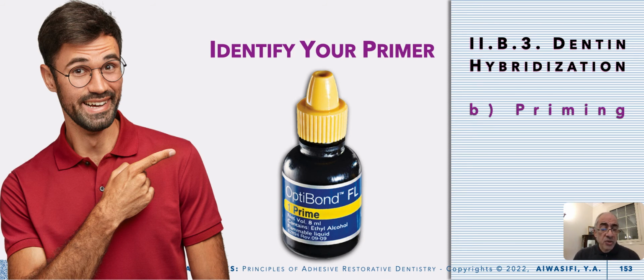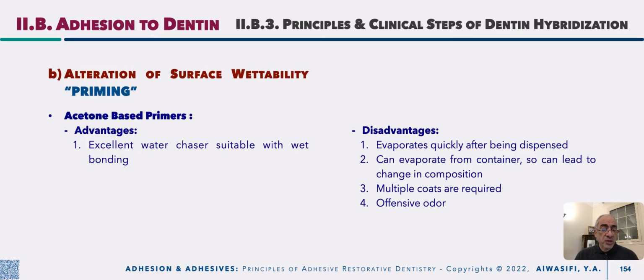The bottle you see here, if you read the second line, contains ethyl alcohol. Okay, then it is alcohol based and it's volatile and it is suitable for wet bonding. Let us again discuss it in much more detail.